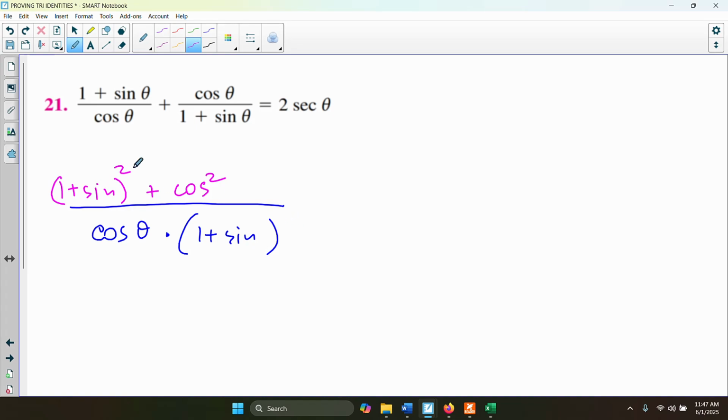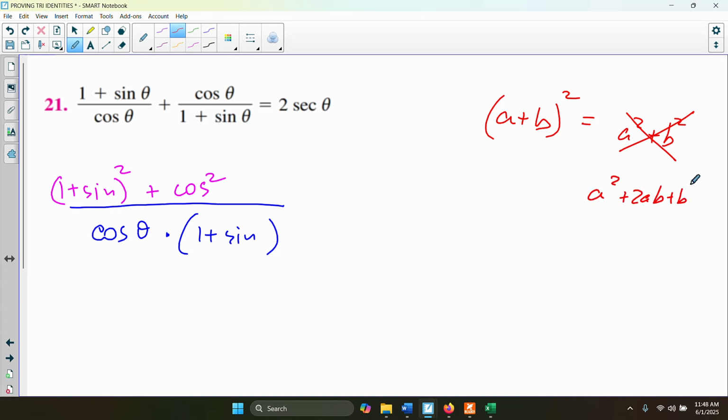Well, in order for me to combine that, because I know I'm going to have sine squared here and cosine squared, I like that. But in order for me to get to it, I have to distribute this. And remember, this is like a plus b to the second power. You don't just say a squared plus b squared. This is one of the mistakes that drives me crazy when kids do this. This is not true. There's a middle term, right? This is false. There's a middle term, a squared plus 2ab plus b squared.